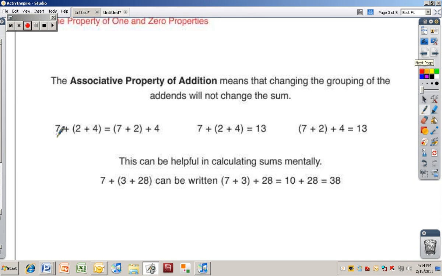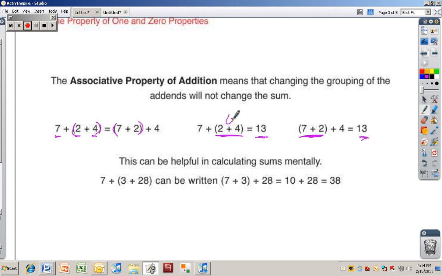Here's a problem where we're adding 3 numbers together, 7, 2, and 4. Does it matter if I group the 2 and the 4 or the 7 and the 2 together? No. You're going to come out with the same answer either way. If you group the 2 and the 4, you get 13. If you group the 7 and the 2, you get 13.